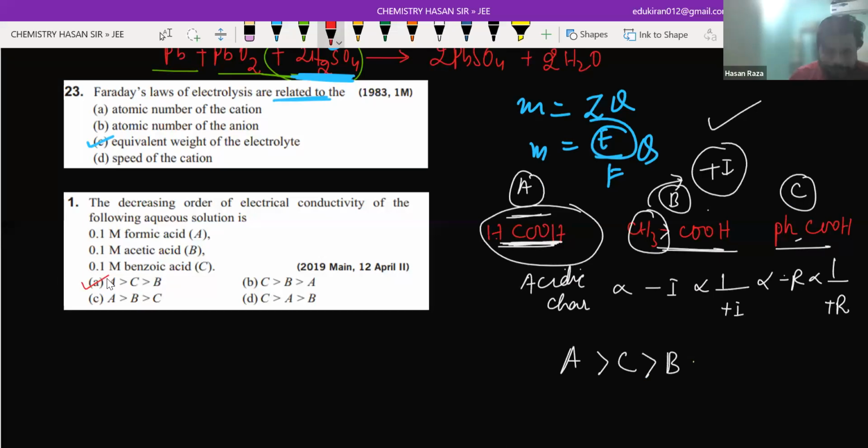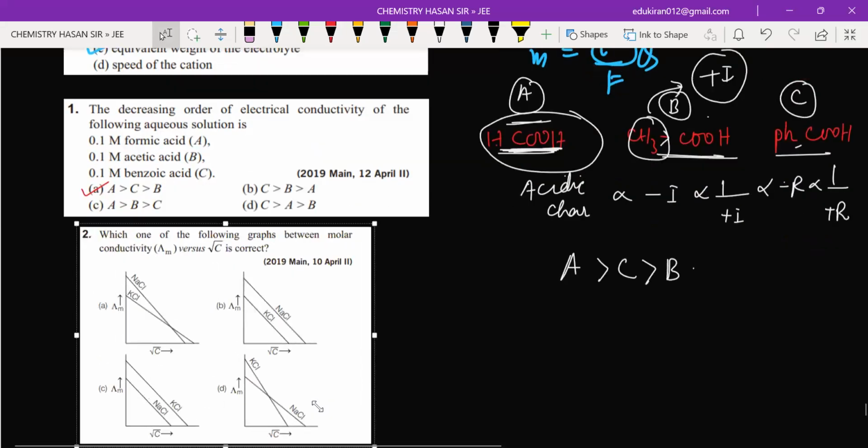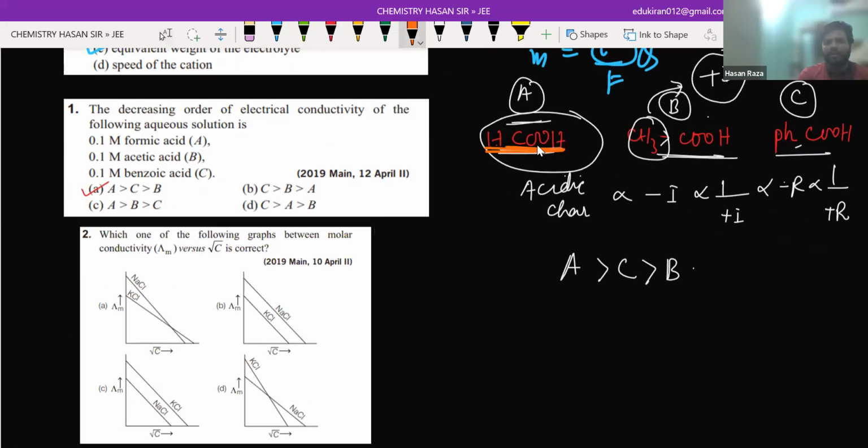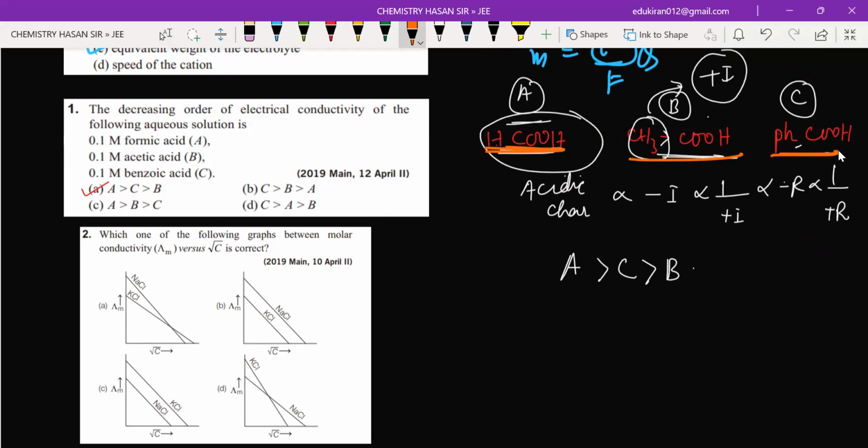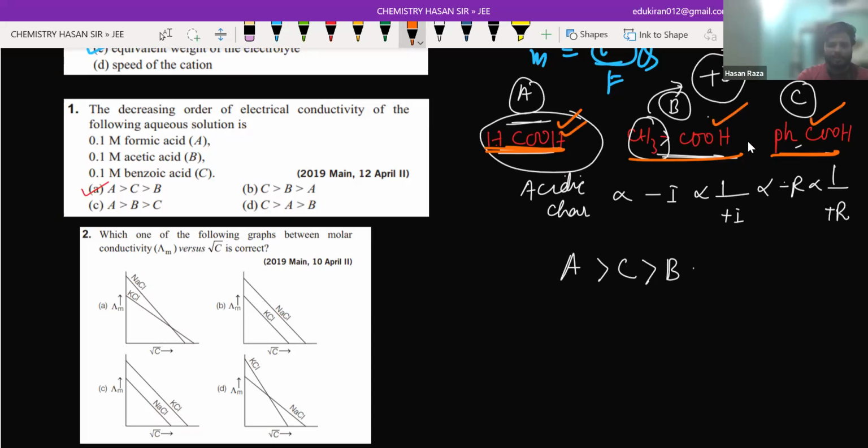Is that clear, Tharif? Can I explain it once more? You just need to write the acidic order of these three. Why? Because if it will give H plus ion easily, that means it will start conducting sooner. So basically this will be the most acidic, then this, and then this. This will not give you H plus sooner than this and this.